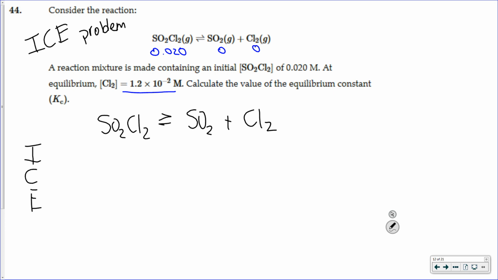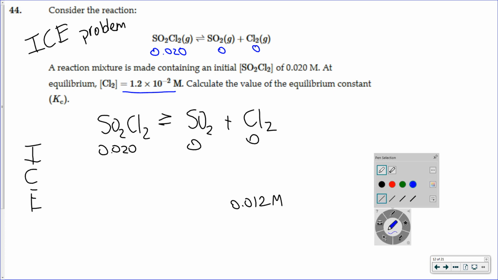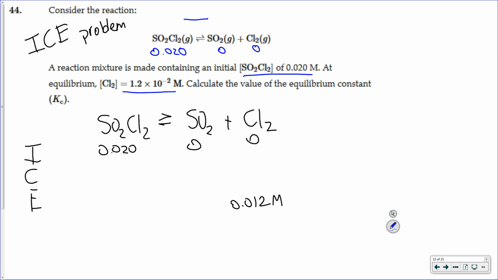Okay. What do I know? I know initially this concentration is 0.02. There was none of the other reactants. And I know once this reaches equilibrium, the concentration of the chlorine is 0.012 molar. Okay, so this is where I needed to define which way the reaction is going to go. So it says it's initially made of only the reactant, so that means it's got no choice. It's got to go forward. So everything here is a one-to-one stoichiometry, so that makes this one pretty simple.